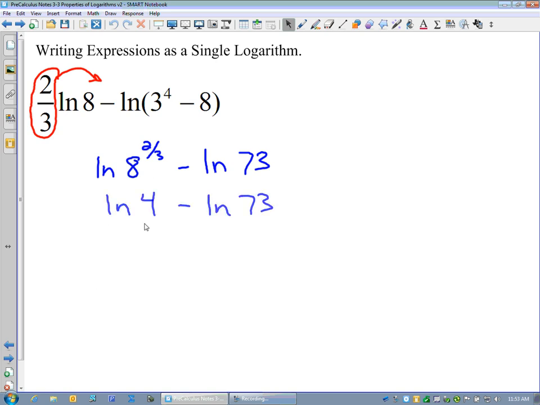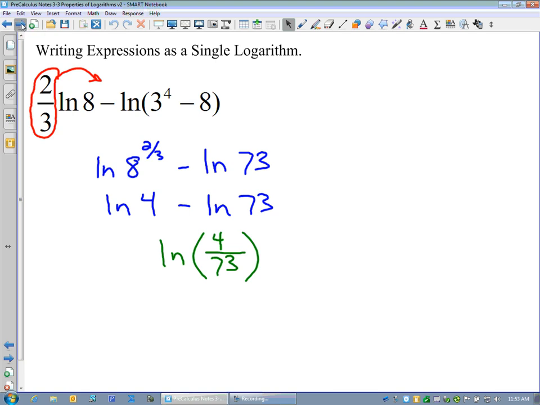So we have natural log of 4 minus natural log of 73. And now the minus here is what tells you that you're going to use the quotient property. So natural log of 4 minus natural log of 73 means that this is going to be your numerator, minus this is going to be your denominator in your argument. So your final answer will be natural log of 4 over 73. And we're done.